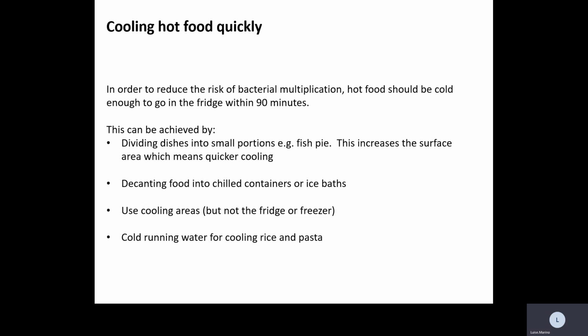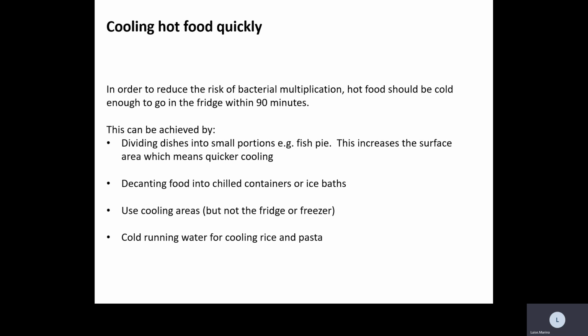Cooling food quickly. In order to reduce the risk of bacterial multiplication, hot food should be cold enough to go in a fridge within 90 minutes. So in big food manufacturing plants, or for example in some hospitals where they're trying to chill milk quickly, you will have something called a blast chiller. That will chill the food or milk within between 30 and 90 minutes.